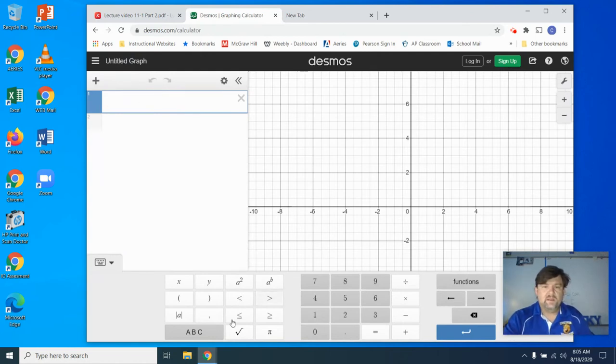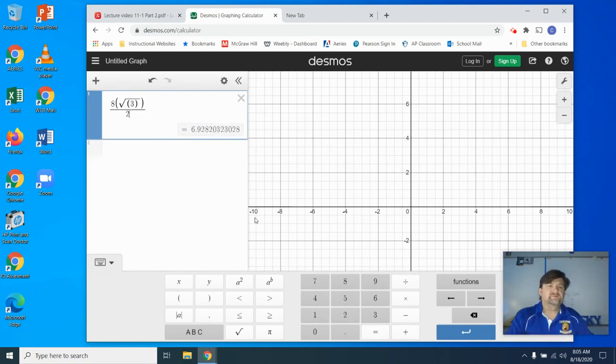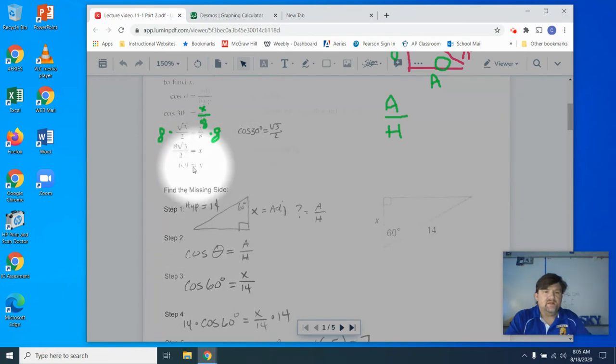So you go 8 times the square root of 3, like that. And then you can close this parenthesis out, and then you go divided by 2. And that gives you approximately 6.9. Right here's your answer. So at that point, they plug in their answer of 6.9.